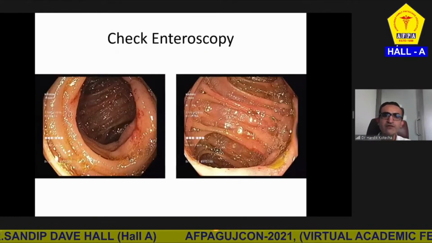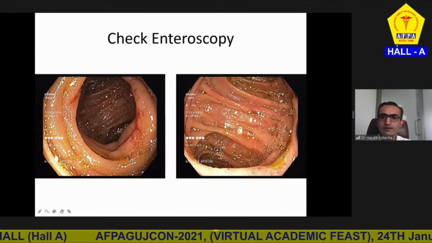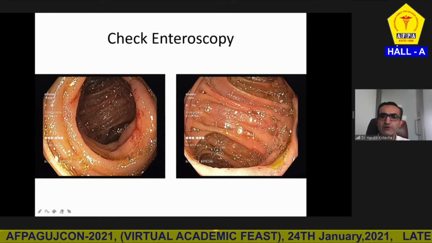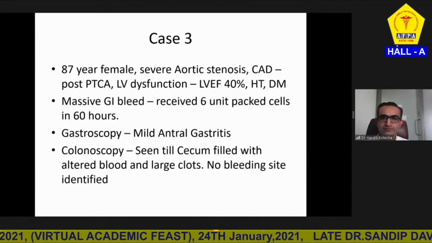So after 48 hours, we did a check enteroscopy and we can see nicely that the ulcer is now healing. It is a white base. There is no vessel in this area which requires hemoclip application. And the patient ultimately got discharged.